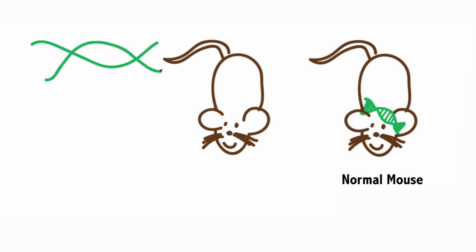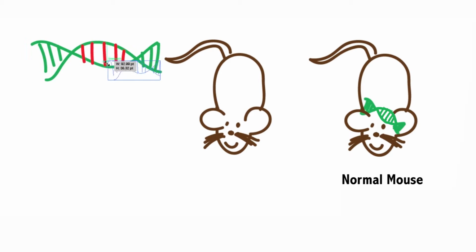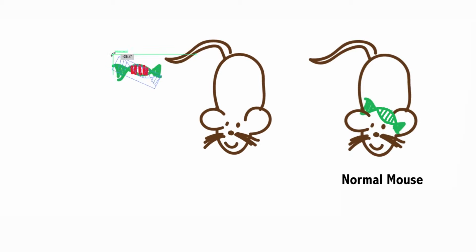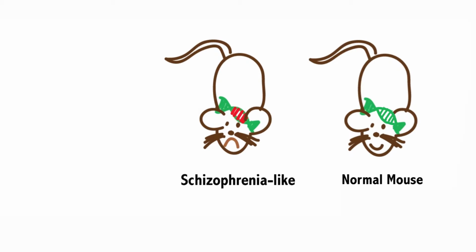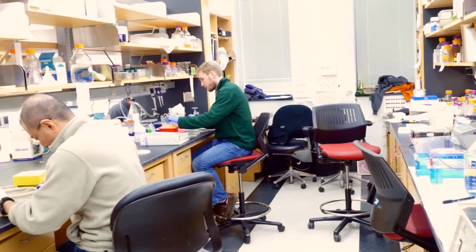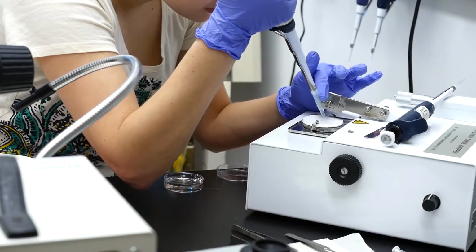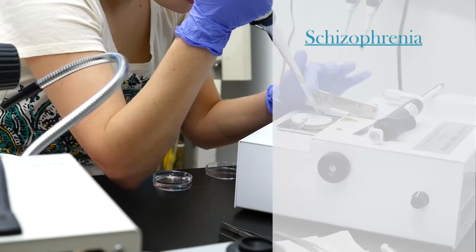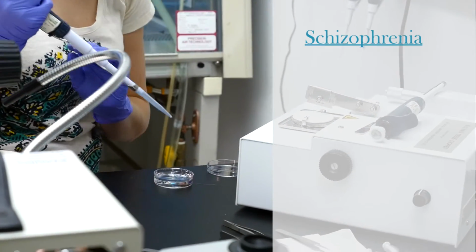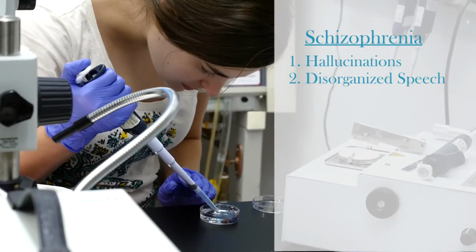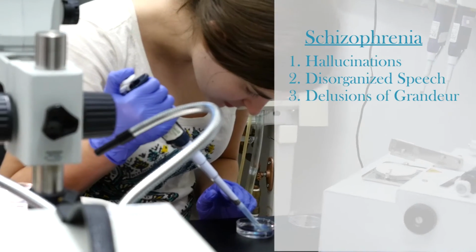To see if there was a connection between these abnormal behaviors and the ARP2/3 gene mutation, Dr. Soderling decided to create this gene mutation in mice. As a result, these mice showed behavioral abnormalities similar to schizophrenia. Who would have thought? Dr. Soderling's team was onto a great discovery. But how could they tell if a mouse had schizophrenia? Schizophrenia is a chronic human disorder that is characterized by hallucinations, disorganized speech, and delusions of grandeur.